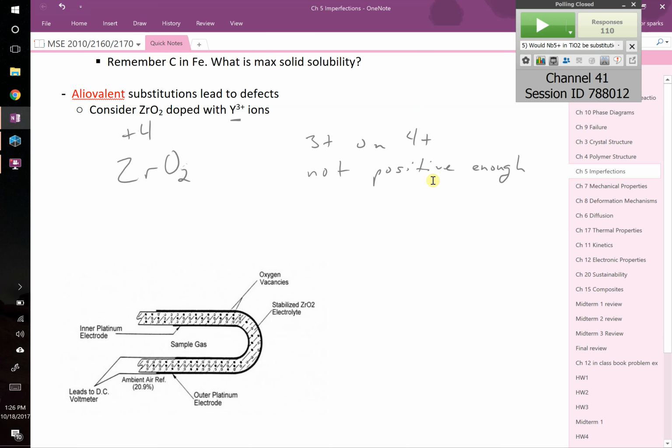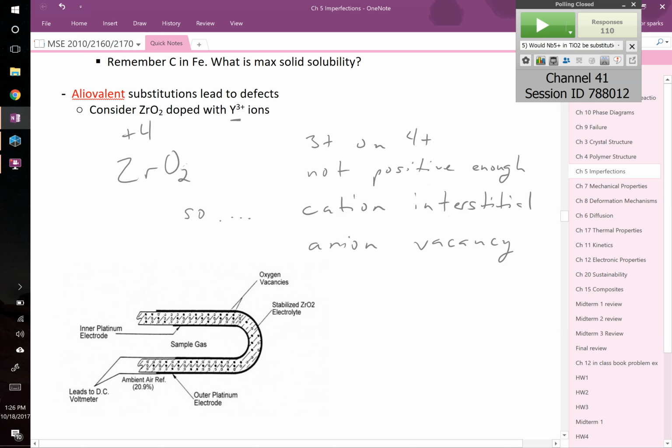So what are our two options? What can we do? If it's too positive, what can we do? Nate? You have an interstitial. Of what type? Positive. Yeah, you could take another yttrium and try and cram it in the lattice somewhere. A cation interstitial. Or you could have a vacancy. What type of vacancy? Yeah, you can have an anion vacancy. Those are your two options.